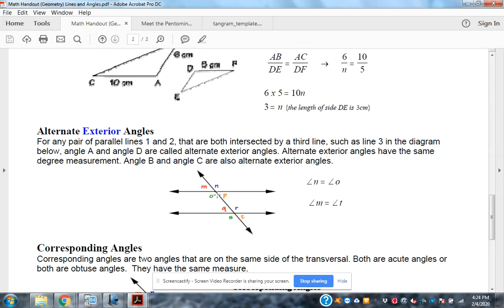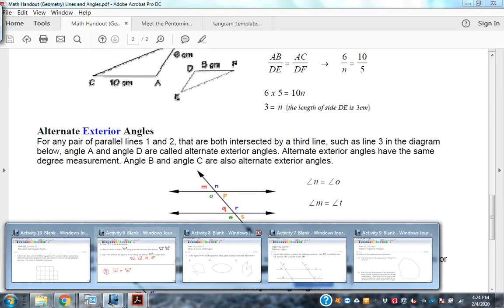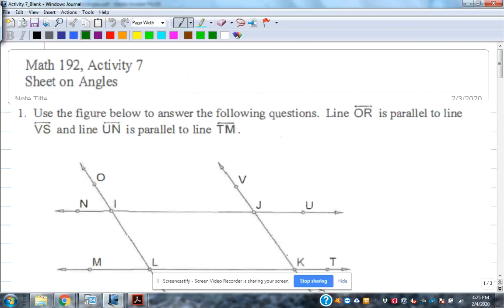Okay. What makes our activity a little bit more difficult is that they've paired it up with two sets of parallel lines, which created two transversals. So we got a lot of stuff going on there. So let's look at our activity and see if we can kind of decode it a little bit. It says, in the figure below, answer the following questions. Line OR is parallel to line VS, and line UN is parallel to line TM.